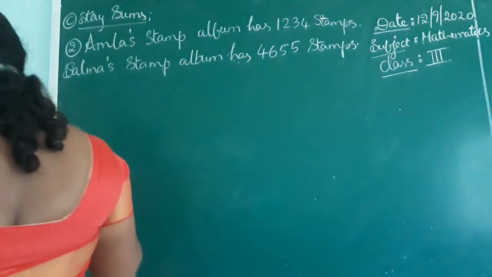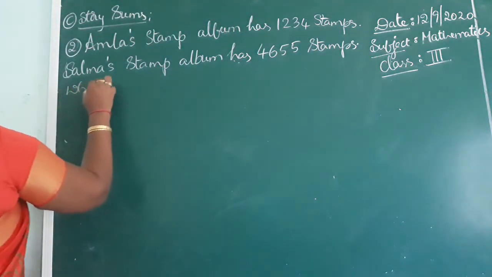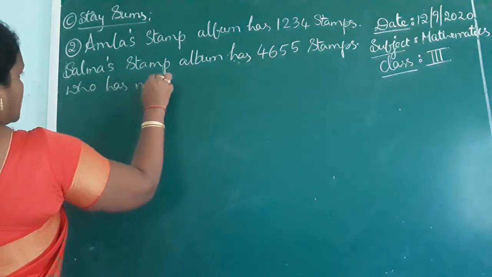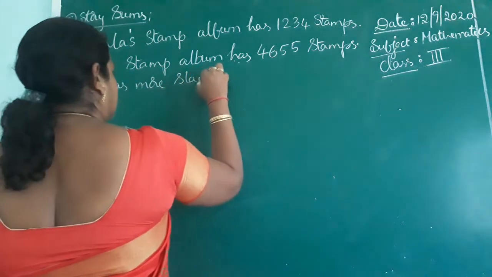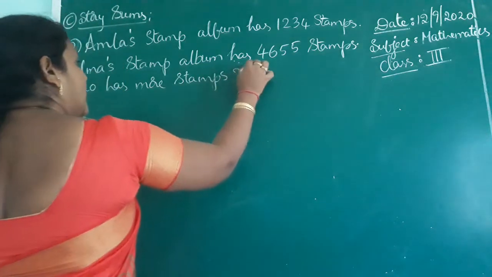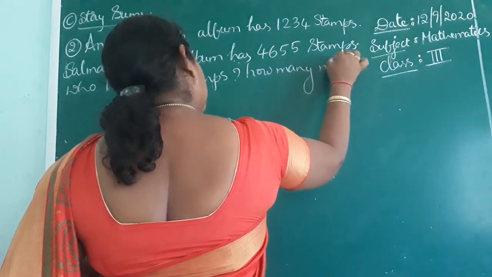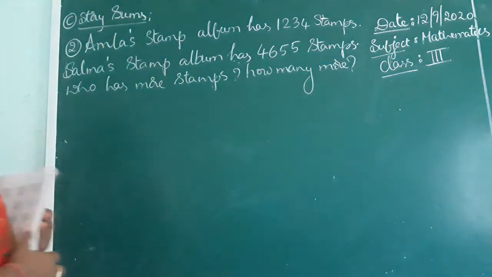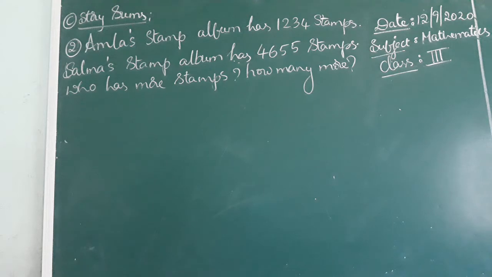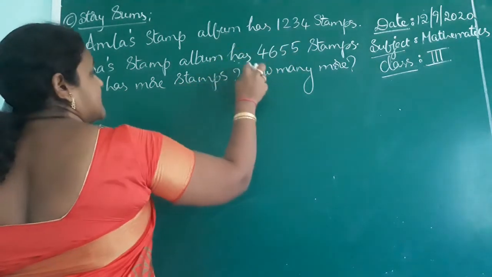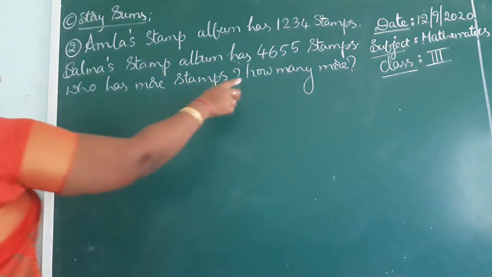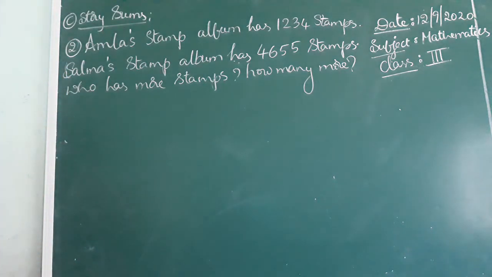Okay, who has more stamps? How many more? Who has more stamps and how many more is it? Okay, see that. Amla has 1234 and Salma has 4655. They are asking who has more stamps and how much more it is.